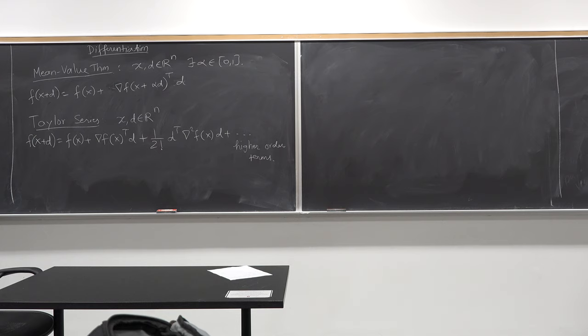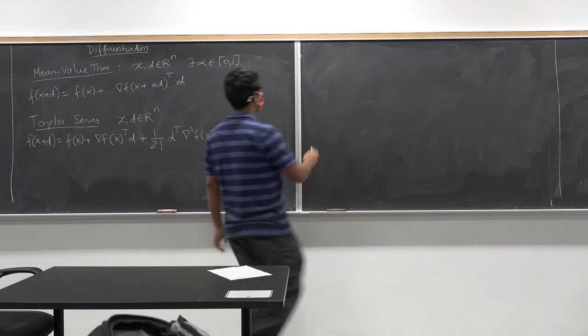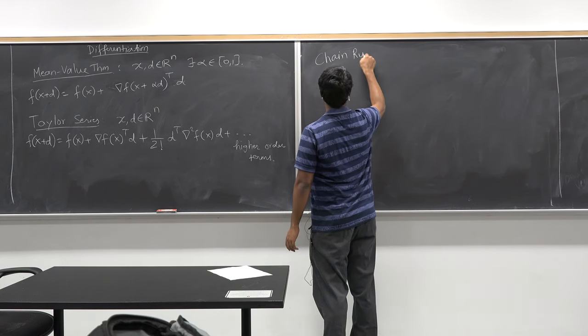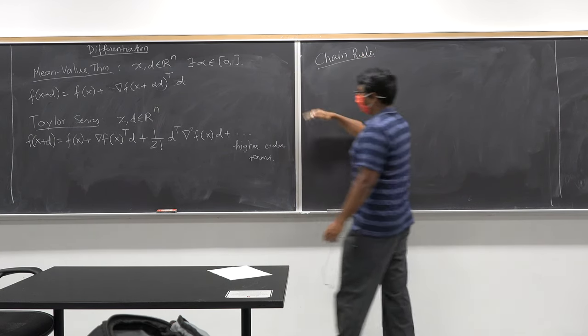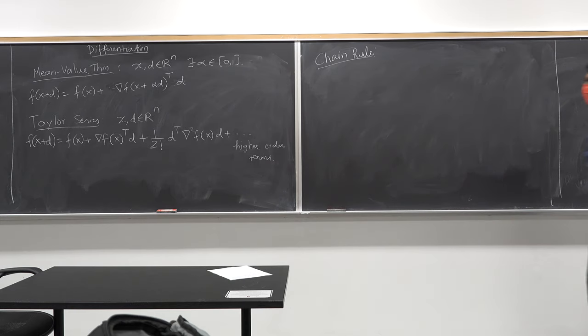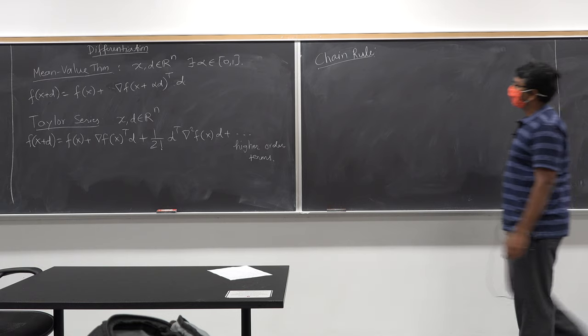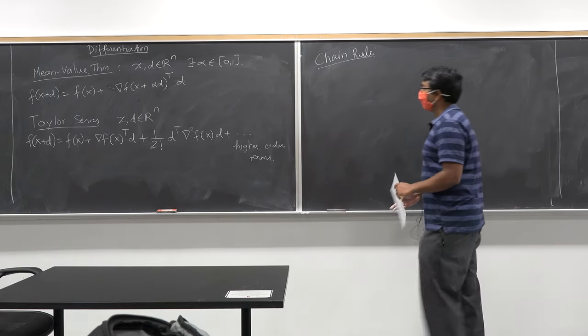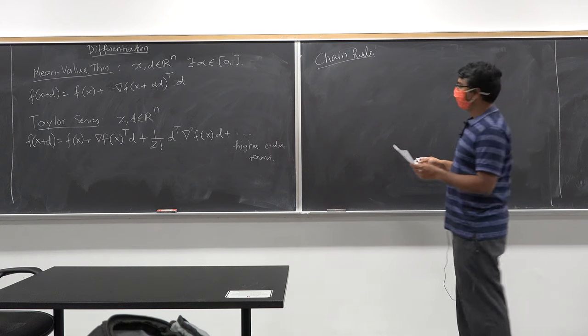So this is the mean value theorem and Taylor series, and the third thing that I wanted to cover. Any questions so far before I move on to the chain rule? I'm of course not deriving all of this stuff. If you take a math class, the derivations will be done rigorously, but we are not going to go into any derivation in this class. It's all going to be matter of fact.